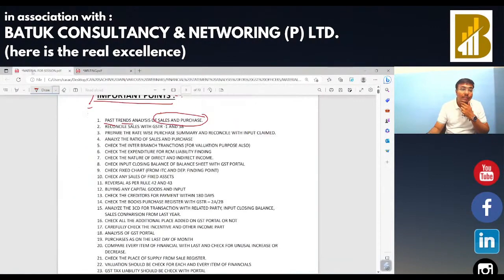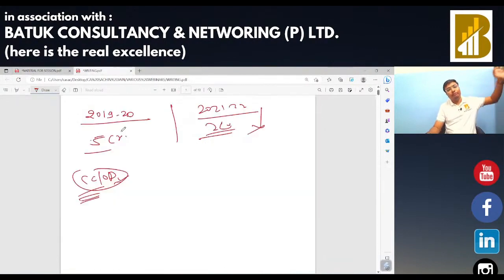Okay, now suppose financial year 19-20 sales was around 5 cr rupees, and financial year 21-22 sales goes up to 15, 20, 25 cr rupees. In that case we need to check this situation also, why there is a huge increment in the sales of that particular entity. Suppose if there is reduction in the purchase of that particular entity, in that case we need to check whether that entity is dealing in fake invoicing.